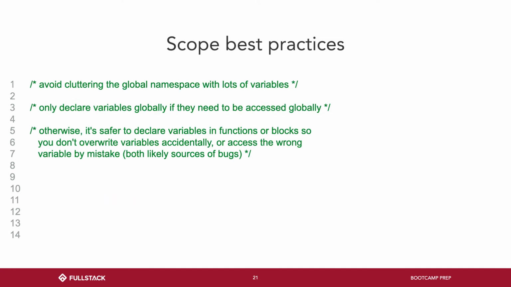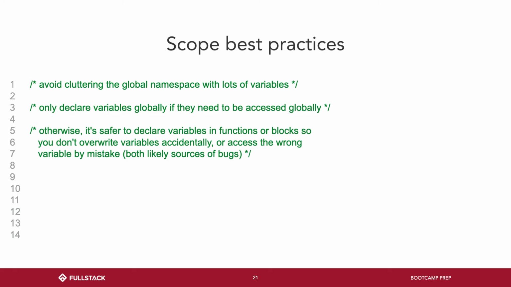So avoid cluttering the global namespace with lots of variables. You really shouldn't be making a bunch of variables outside of your functions. Like in your CodePen, when you're writing a function, don't put variables outside of it, right? Put them inside of your function. Variables that have to do with what your function is trying to solve should be declared inside of its own local scope. Shouldn't be declaring variables in the global scope that won't have anything to do with the rest of your code, right?